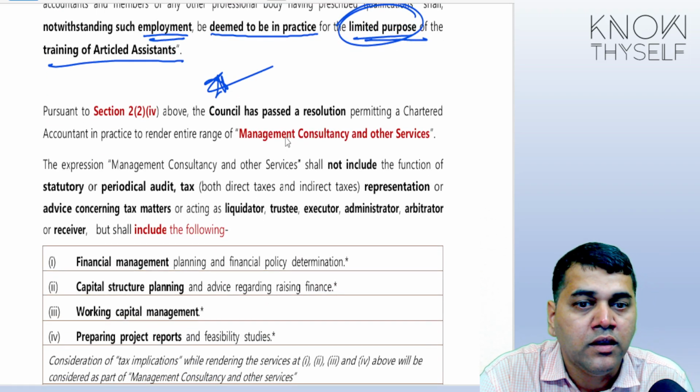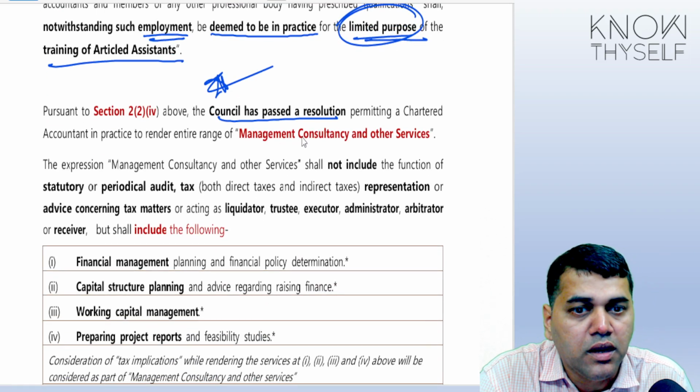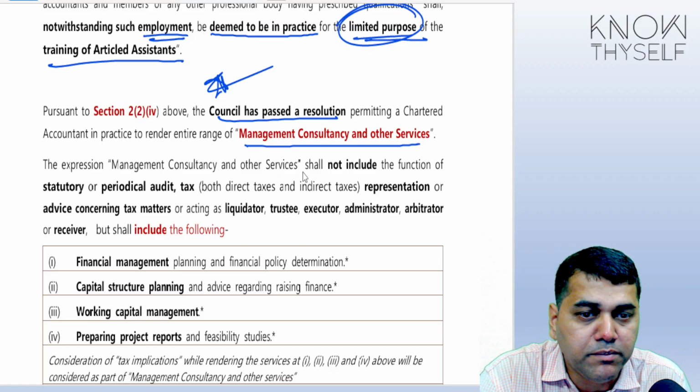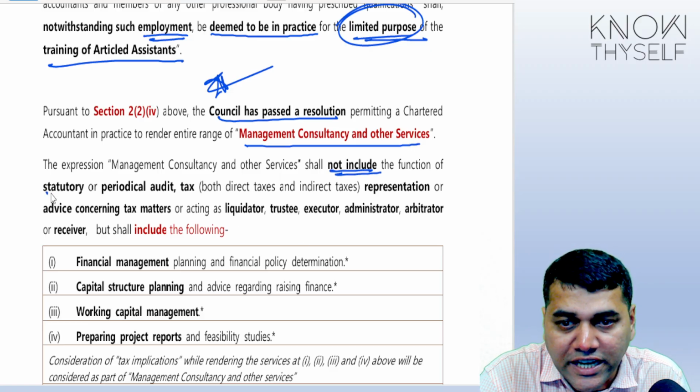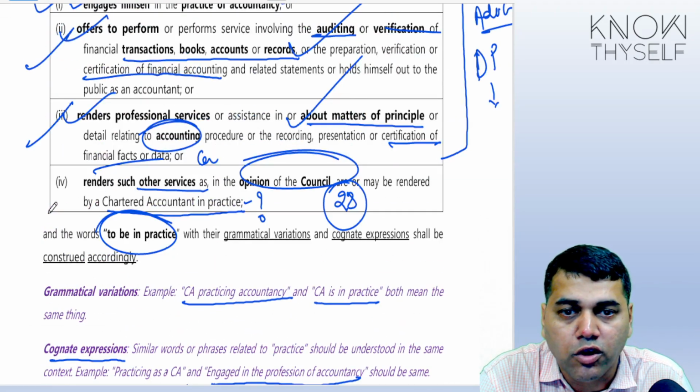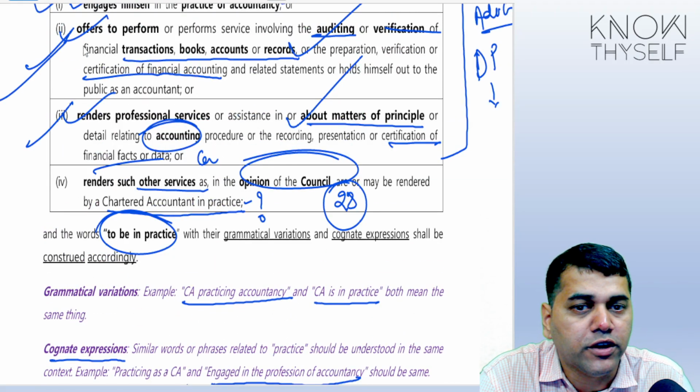You cannot do any attestation function. The council has passed a resolution permitting CAs to render certain management consultancy and other services. The expression management consultancy shall not include statutory and periodic tax audits, because that will be covered under your audit related work, periodic audits, tax audits.